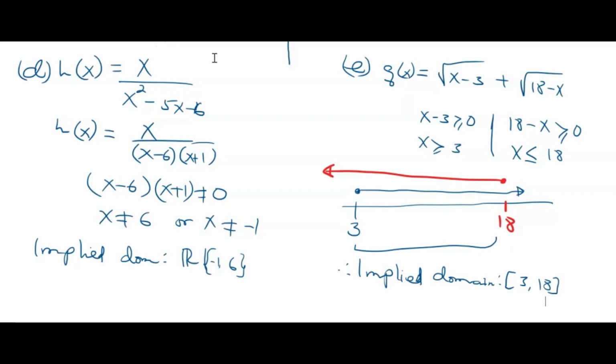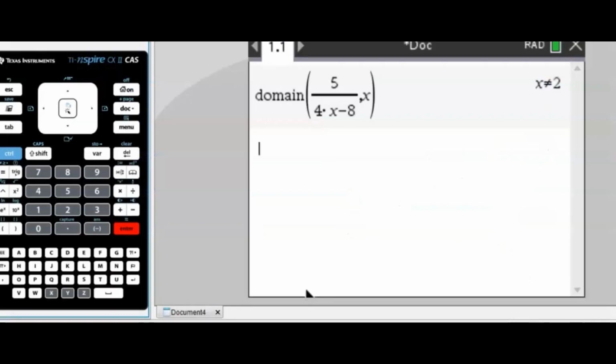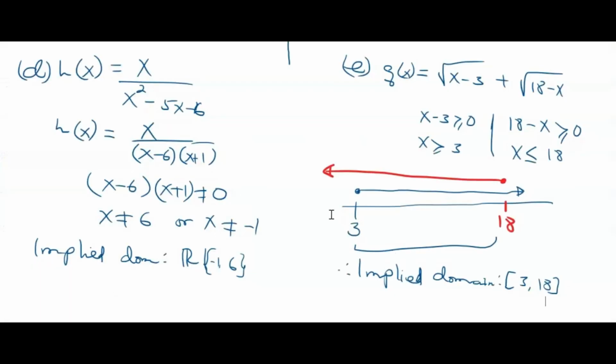So my implied domain will be only this section. We can try it on the CAS. Let's try that on the CAS. Just write domain, and our square root function, which was the square root of x minus 3 plus the square root of 18 minus x, comma x, don't forget that. So here we go, it's only that section there. All right, and that's it for the implied domain, maximal domain.